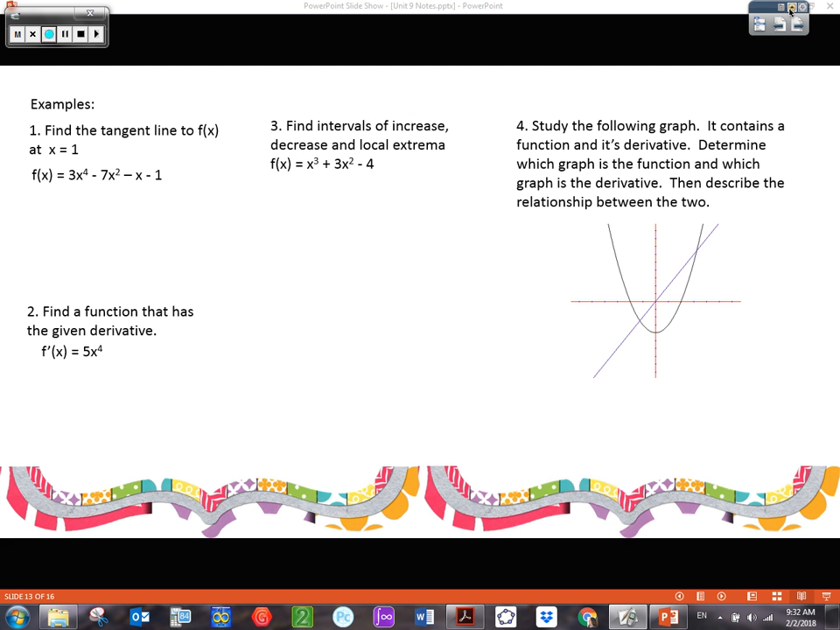Okay, so let's take a look at number 1. The first example is we're wanting to find the tangent line at x equals 1. We get to use my favorite equation of the line. Yes, I have favorite formulas. I know that's weird. It's point slope: y minus y1 equals m times x minus x1.